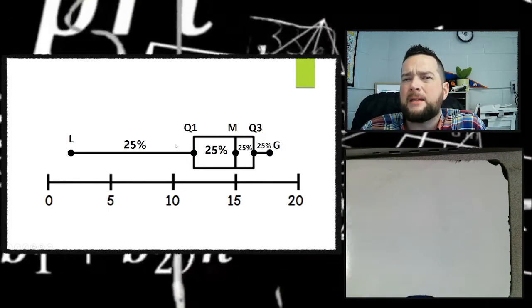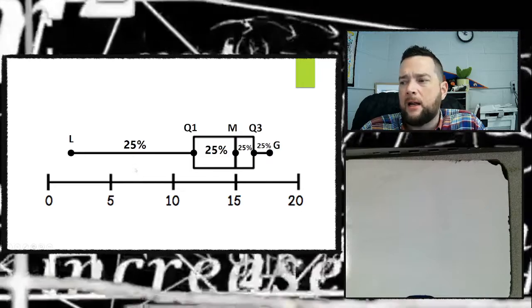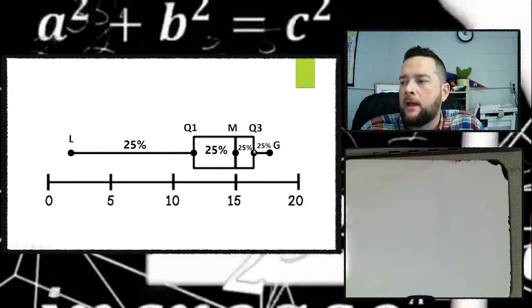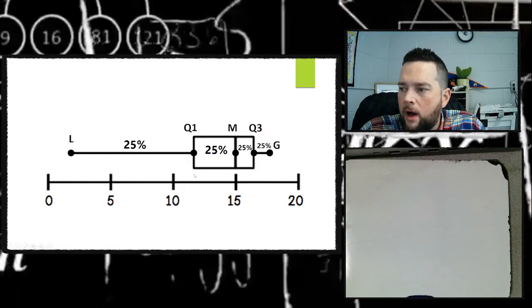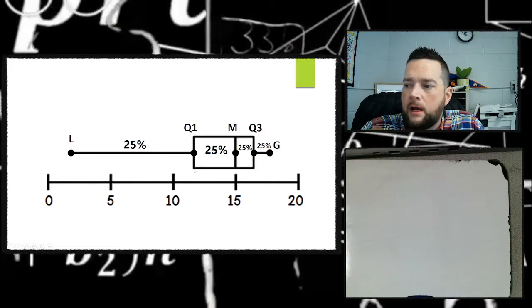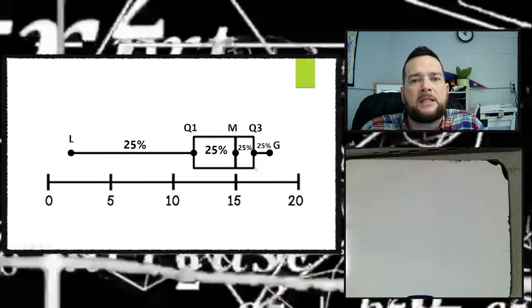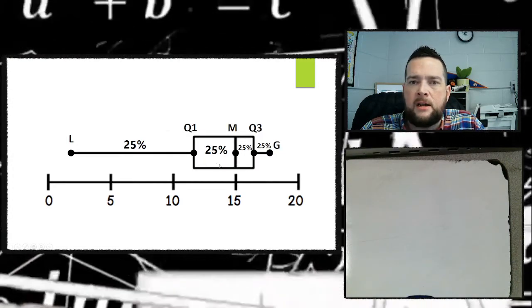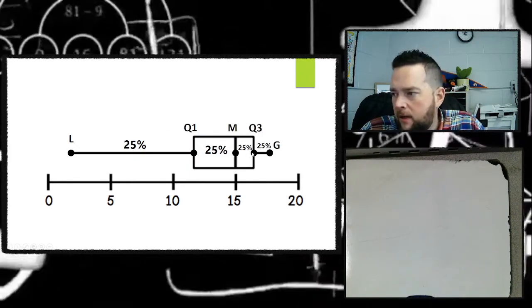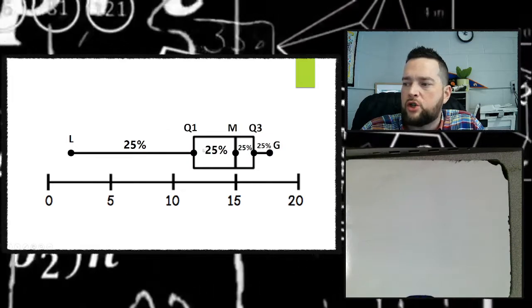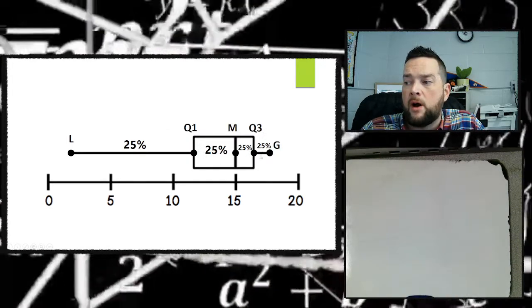The reason why that's important is because your question might ask you, what percent of the data lies in between 12 and 16? All right, well, you would go to your number line, 12, that's my Q1 right here, and 16, that's my Q3. The percent of the data that lies in between 12 and 16 for this box plot is one section of 25 and another section of 25. So you have 2 sections of 25%. That would be 50% of the data lies between 12 and 16.